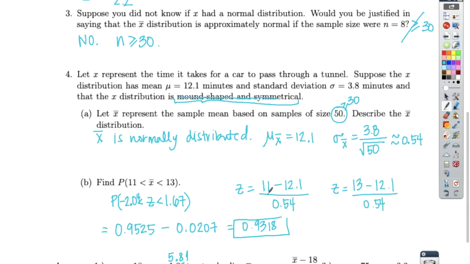So the probability that we take 50 cars and we time them passing through this tunnel, the probability that the average time for those 50 cars, so again, not an individual car, but the average time for this sample of 50 cars, the probability that that average time is somewhere between 11 and 13 minutes is 93.18%.